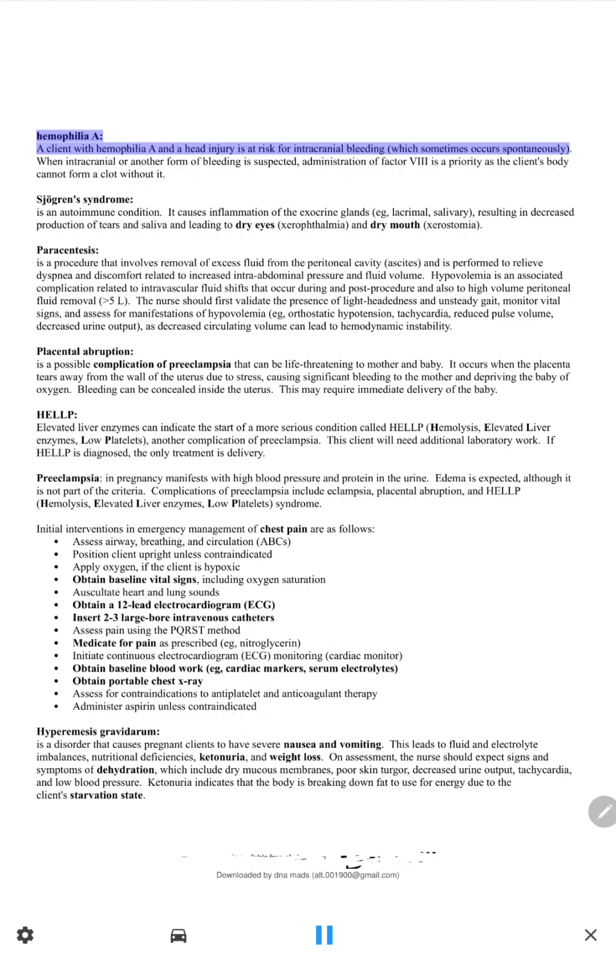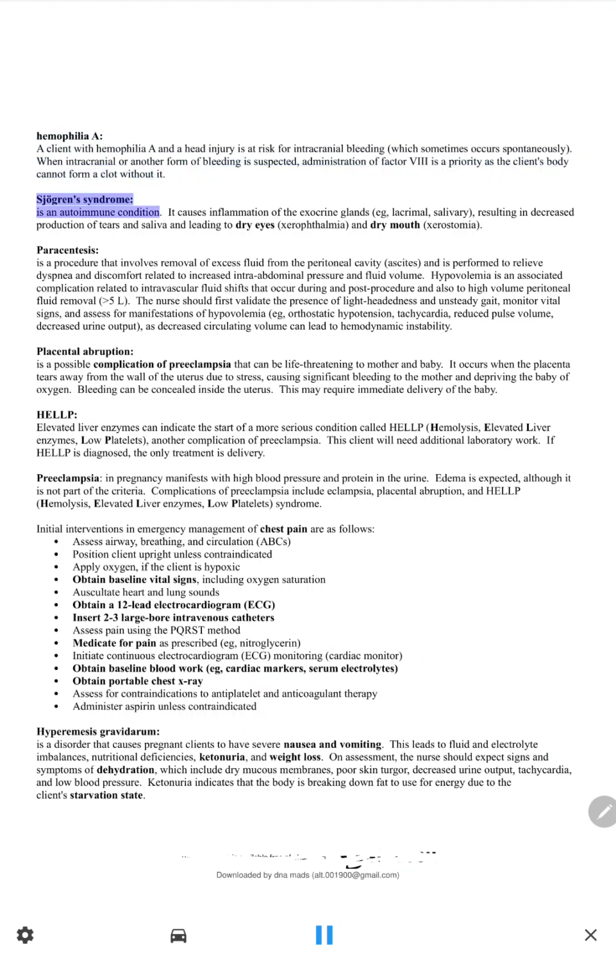Hemophilia A. A client with hemophilia and a head injury is at risk for intracranial bleeding, which sometimes occurs spontaneously. When intracranial or another form of bleeding is suspected, administration of factor VIII is a priority as the client's body cannot form a clot without it.